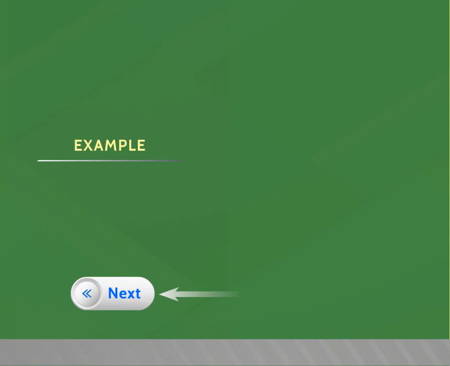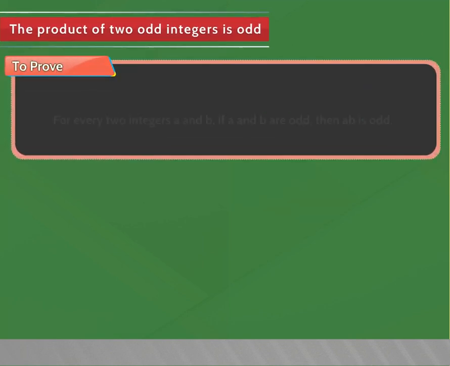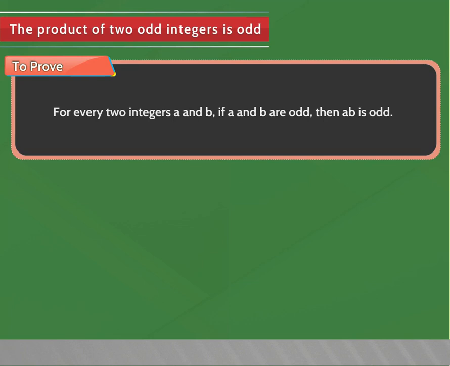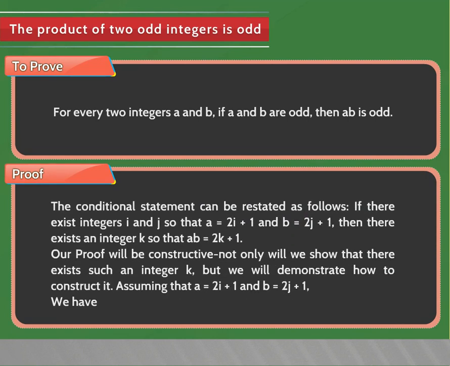Example: the product of 2 odd integers is odd. To prove: for every 2 integers a and b, if a and b are odd, then ab is odd. Proof: the conditional statement can be restated as follows.